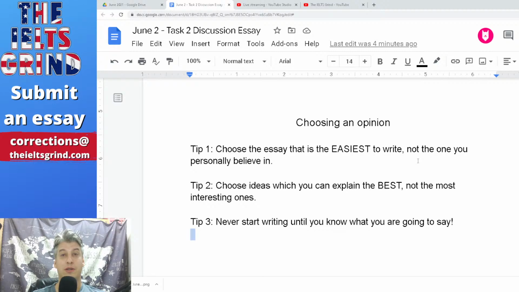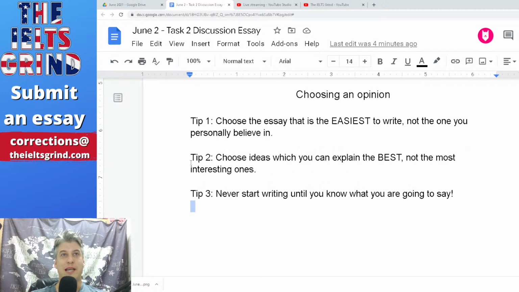You can get a good mark in your writing by doing something in the easiest way. So the easiest essay to write is the one where you can develop the ideas the easiest. You may have a really good argument, but if you can't think of specific reasons why that is connected to the rest of the essay, it's not a very good idea. You may come up with an idea that you don't personally believe in, but you can think of lots of examples for. Write that one instead. Forgive yourself later on.